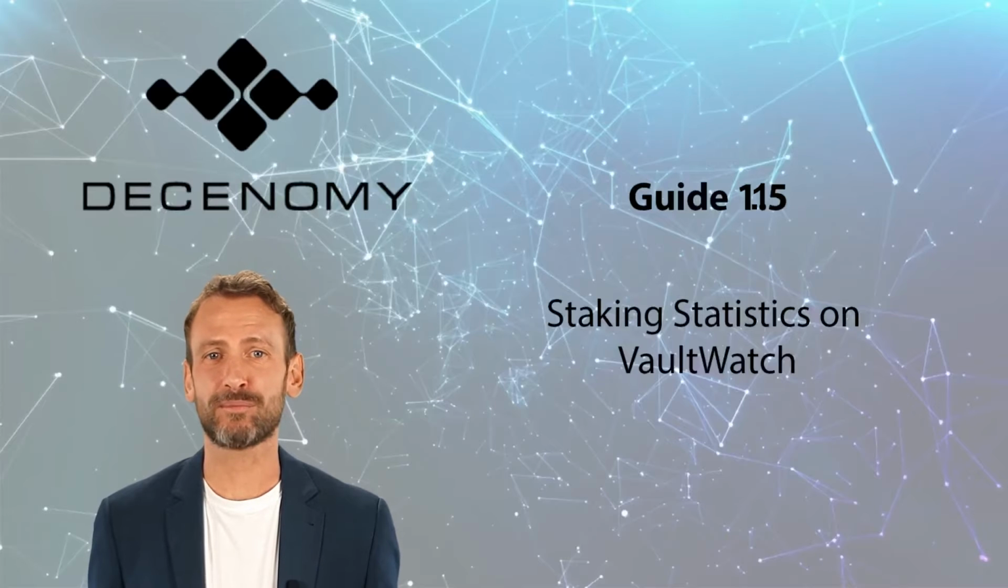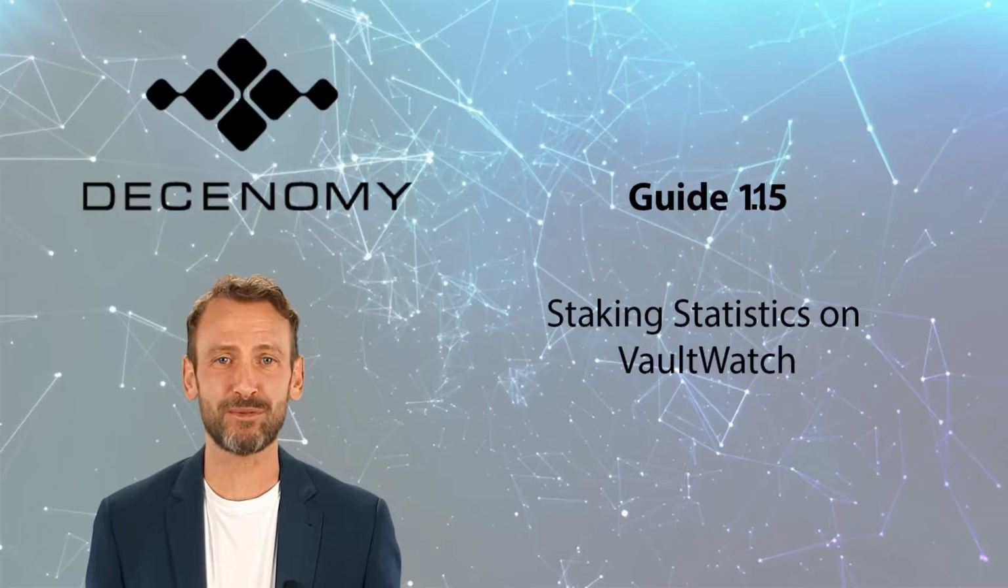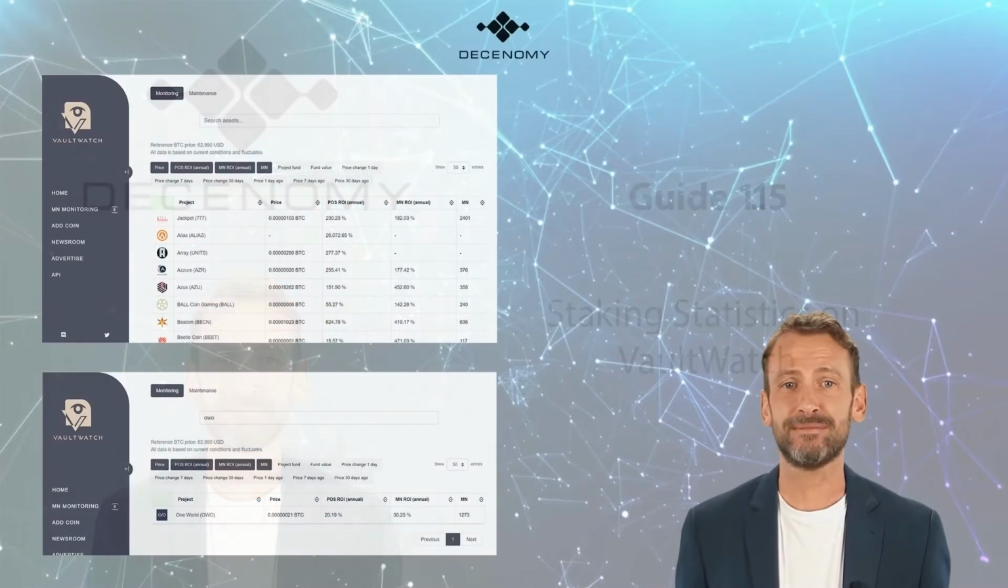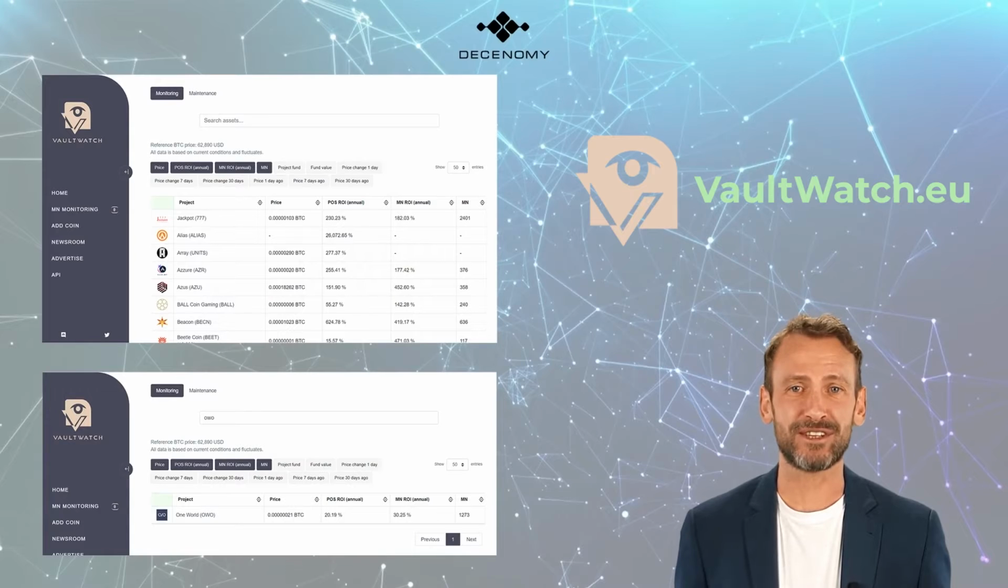In this tutorial we are going to have a look at VaultWatch and provide you with some information about how to read the staking statistics, and what to do with that info. First of all, let's navigate to the VaultWatch website at https://vaultwatch.eu. On the main page you can scroll down through many coins and view different statistics on them all.